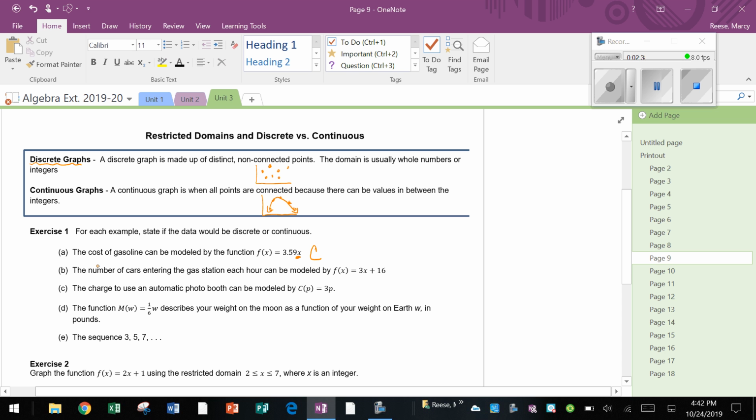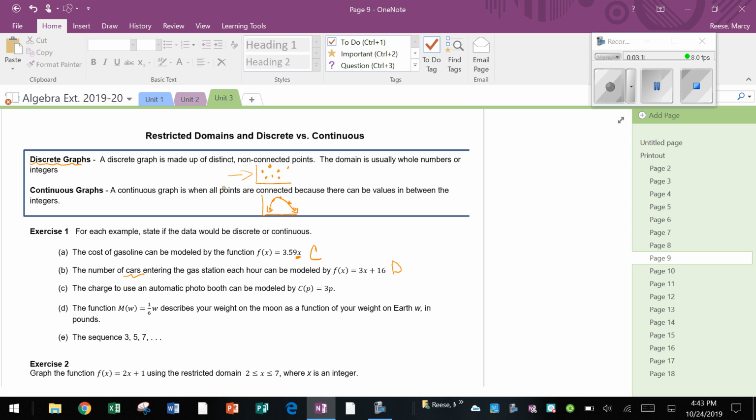Versus B. The number of cars entering the gas station each hour can be modeled by the function. You can't have half of a car or a third of a car, right? You can only have whole cars. That would be considered a discrete graph because, remember like up here, you can't connect the dots. You're only going to talk about 1 car or 2 cars or 3 cars or 4 cars. You can't talk about any fractional cars.